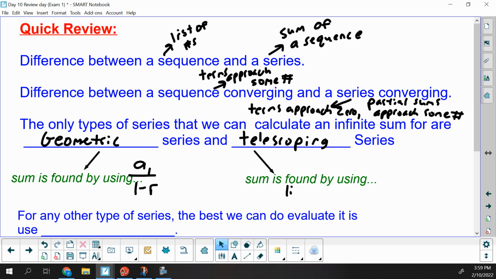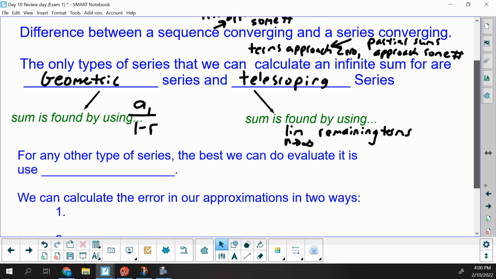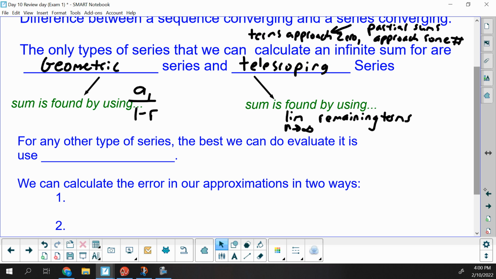And to find that sum, we do the limit as n approaches infinity of the remaining terms. Remember with that, however many terms there are on the front end that didn't wipe out, the same amount of terms on the back end in terms of n should be there as well. And then just let n go to infinity, and whatever you get for that limit will be the actual sum of the series.